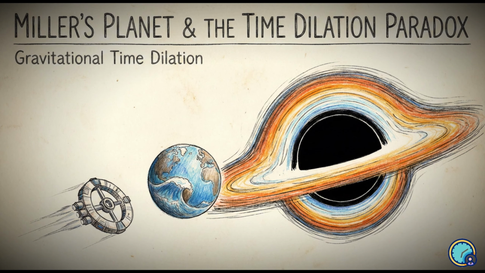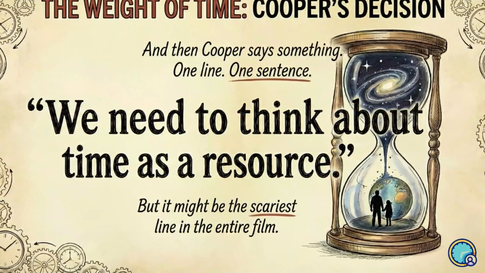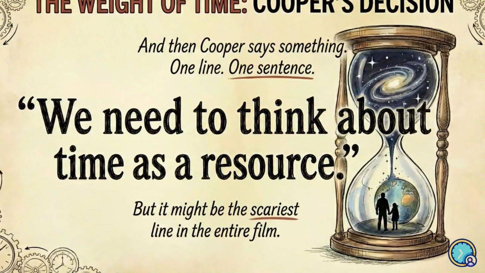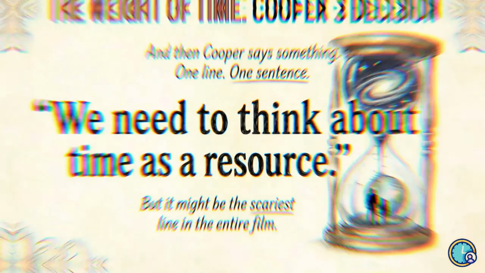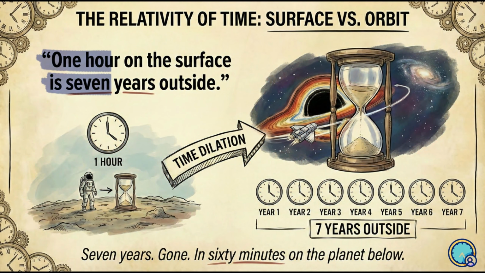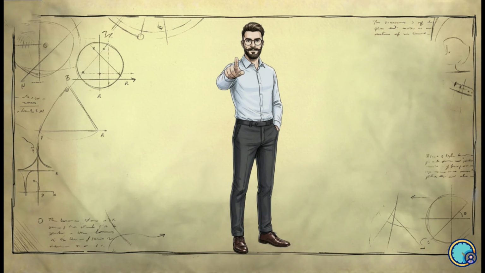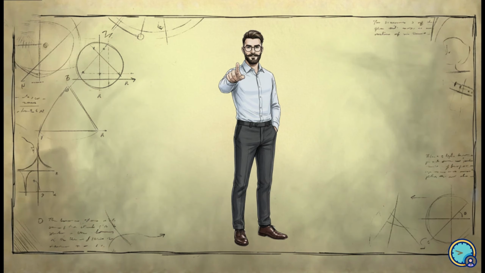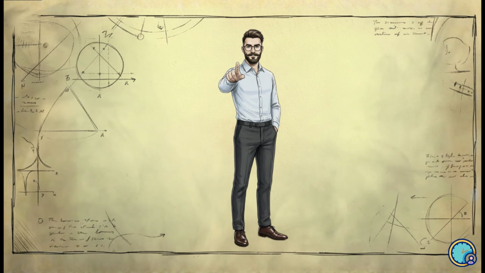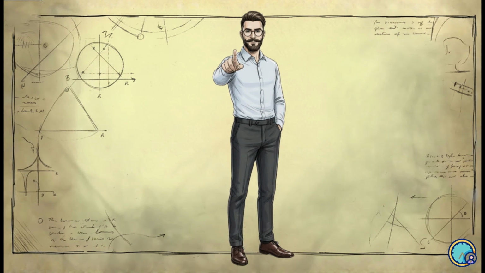And then Cooper says something, one line, one sentence, but it might be the scariest line in the entire film. 1 hour on the surface is 7 years outside. 7 years, gone, in 60 minutes on the planet below. Do you feel that? That's not just a plot point. That's an existential statement about the nature of time itself.